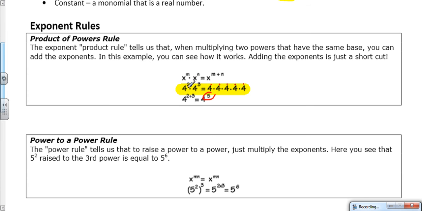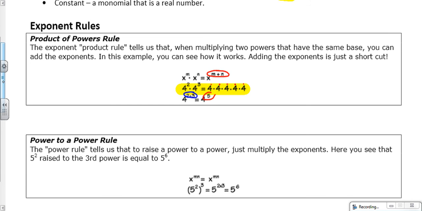If you just notice that 4 squared and 4 cubed, we take the powers and we add them together. So that's the shortcut. So if I wrote it in general terms, if I have x to the m times x to the n, this rule tells us that we are going to add exponents. And again, the rule is that the bases have to be the same. So they are both x's.